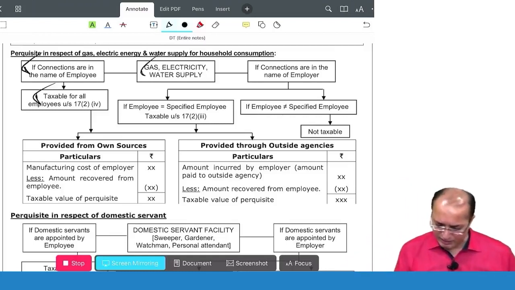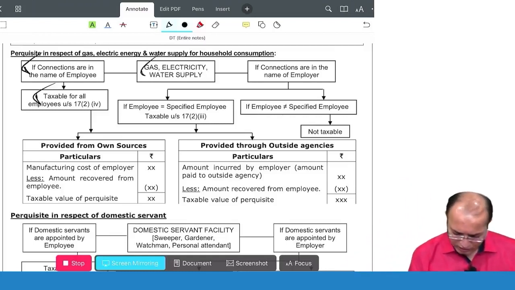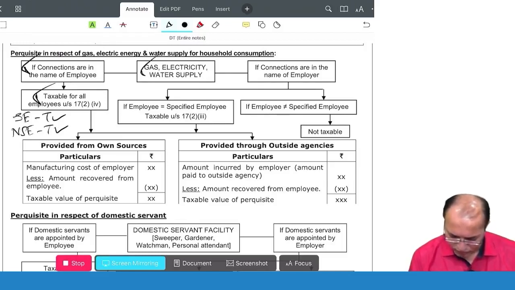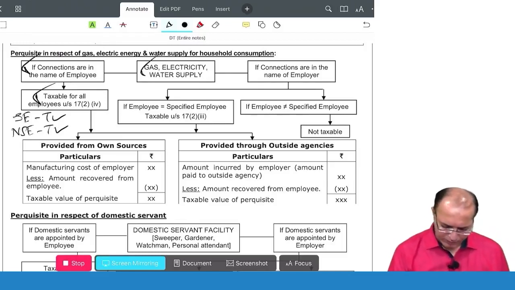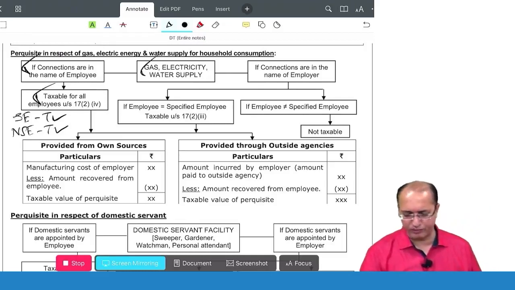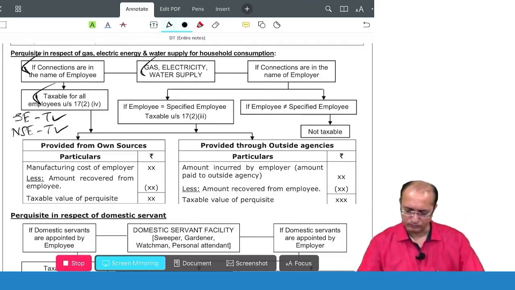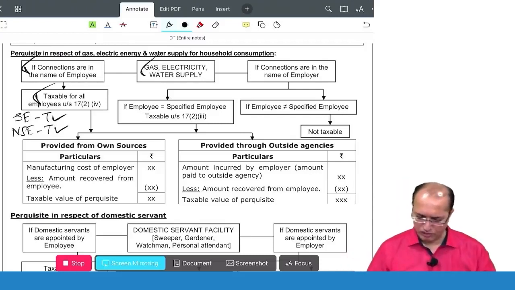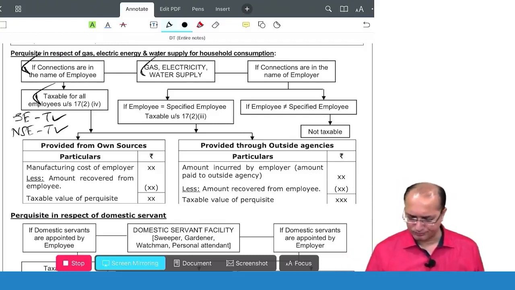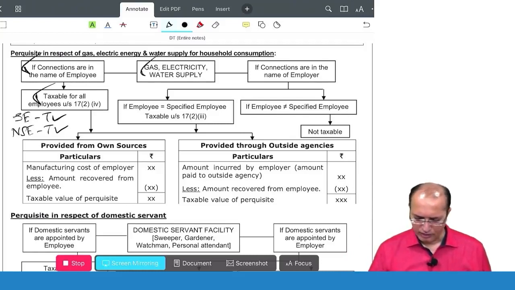If it is covered by 17(2) clause 4, it is taxable for specified employees as well as non-specified employees. Are you understanding this? Yes or no? Have you understood this left hand side part? Right hand side.